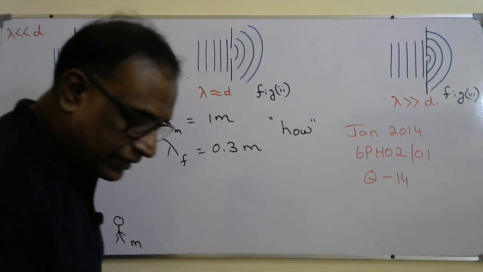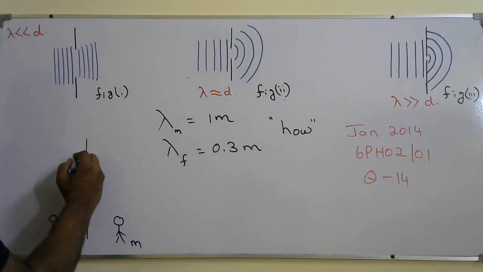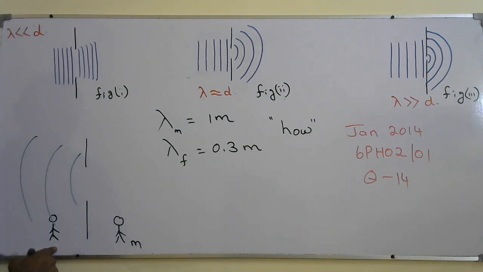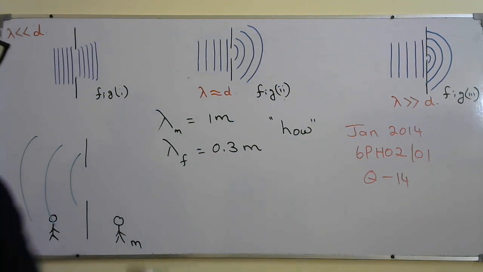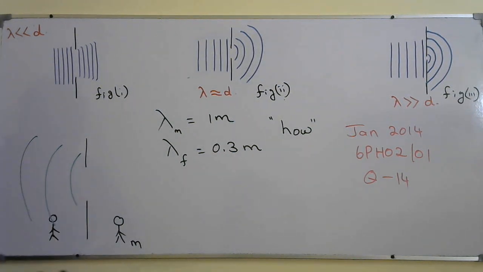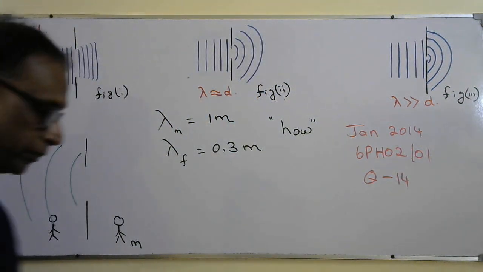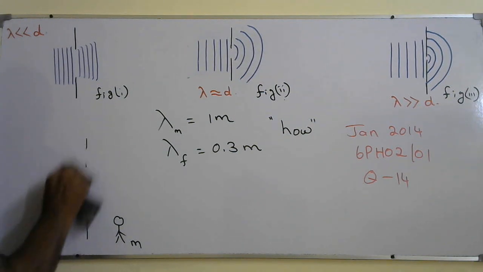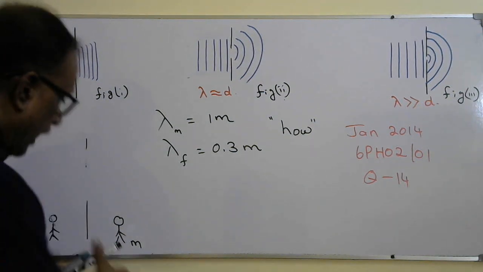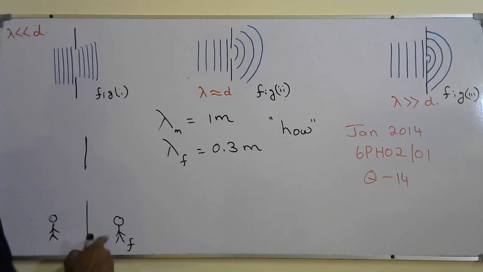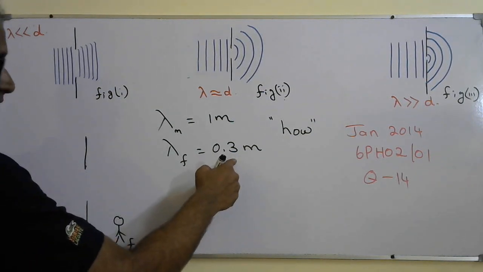I already drew the diagram. It will have a significant diffraction. So the male voice will diffract significantly. So when you stay here, you can hear the voice or the word produced by the male because there will be a significant diffraction. But when you think about female, you won't be able to hear the voice clearly. When she says the word how, if this is a female, the wavelength will be equal to 0.3 meter. They are saying it.